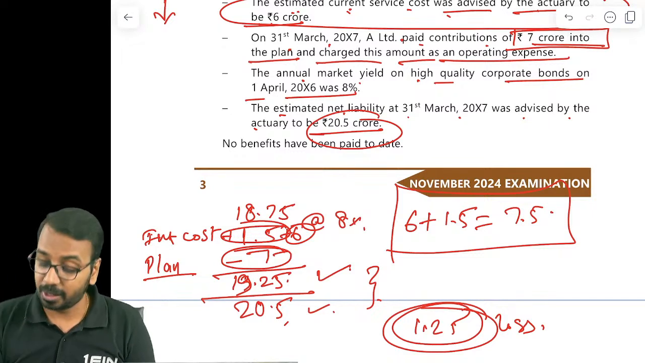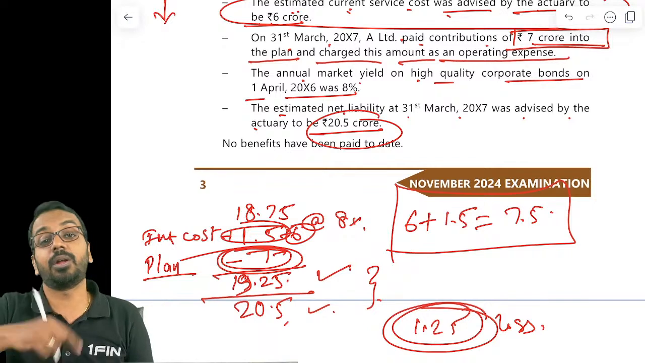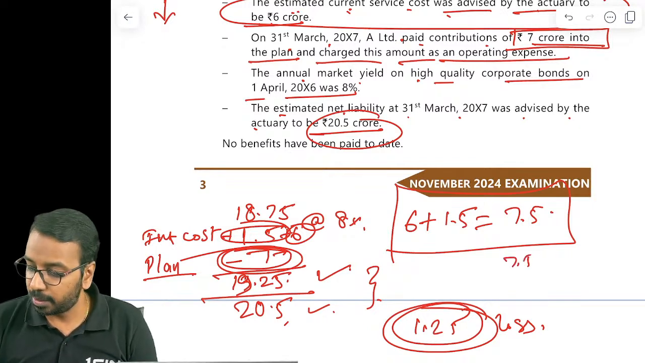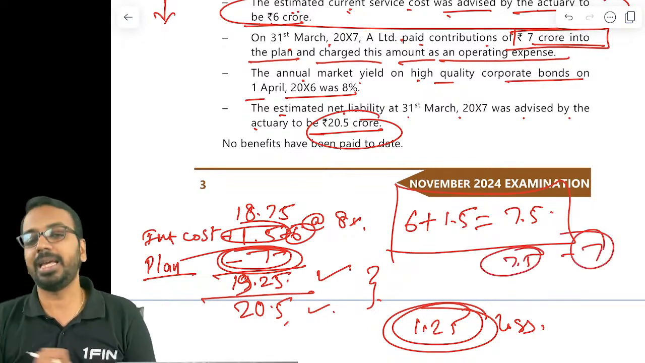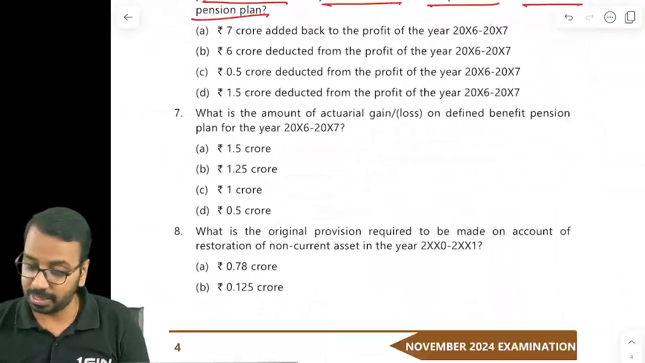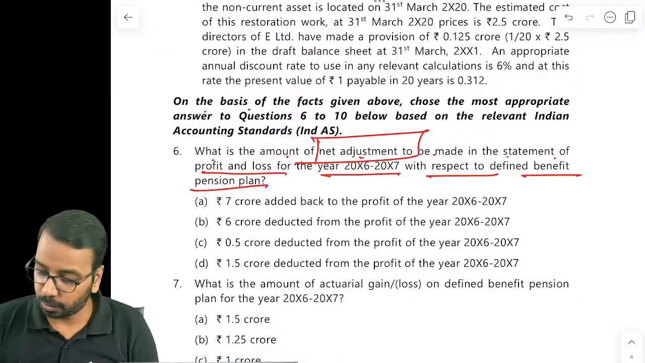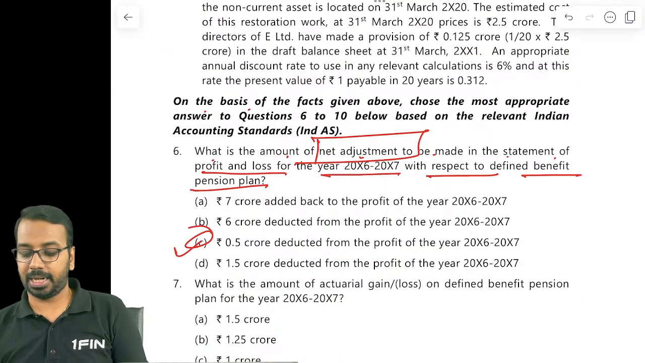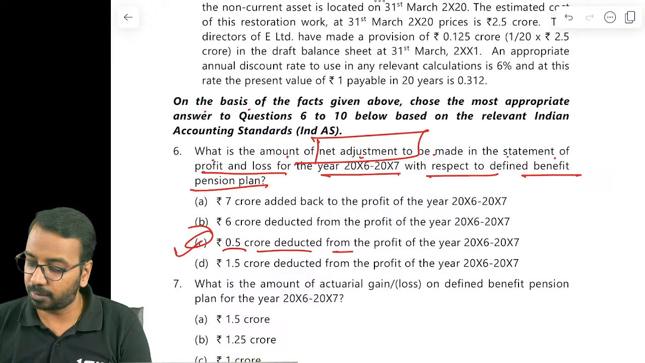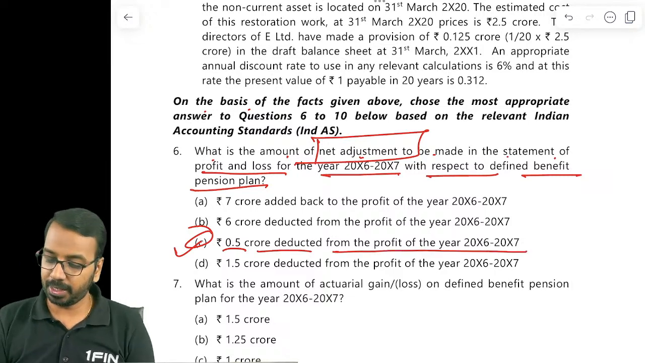Now what is the adjustment? See, this 7 crores that we have paid, we have already debited to P&L. So 7.5 should be the expense. 7 already has been expensed. So the net adjustment is 0.5. 7.5 minus 7 crores. So option C is the correct answer. 0.5 crores deducted from the P&L of 6-7. Right?